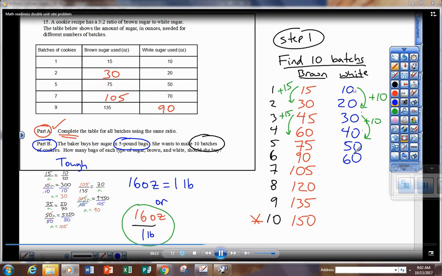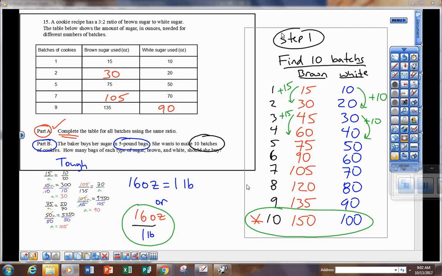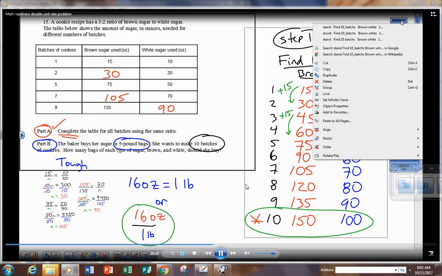To finish out the white column, adding by 10. So there it is, 70, 80. Keep going, adding by 10. 90, 100. There it is. And now the all-important number for white sugar ounces, 100. Now I'm going to use those two numbers to change from ounces to pounds, and then know that there's 5 pounds in a bag to finish out this problem here.